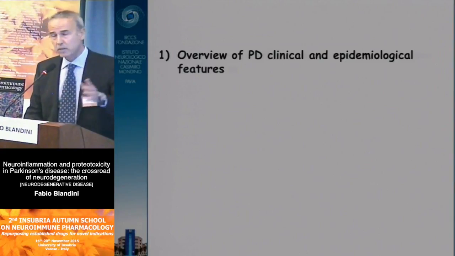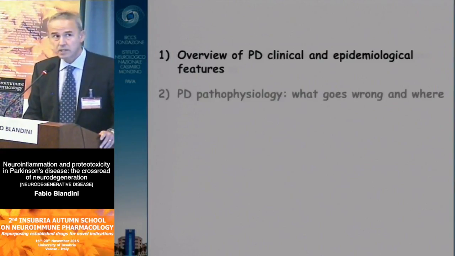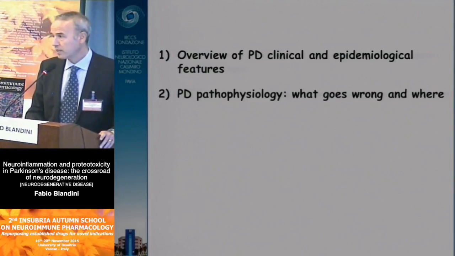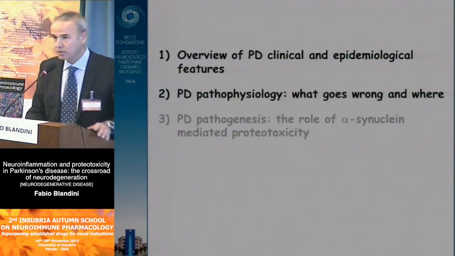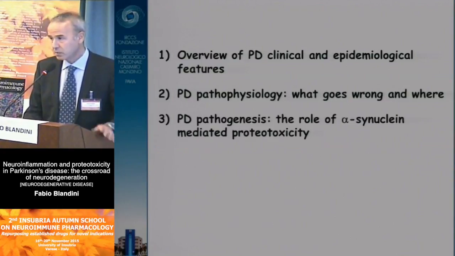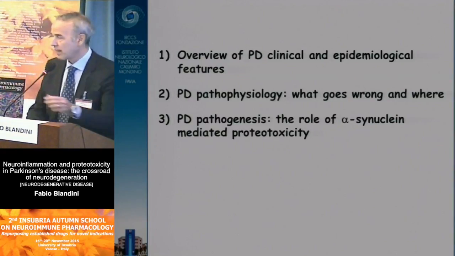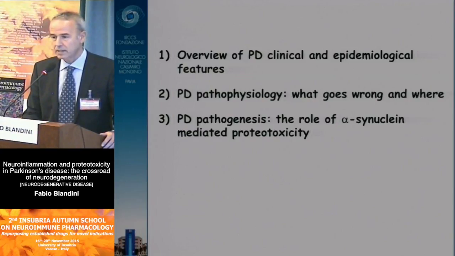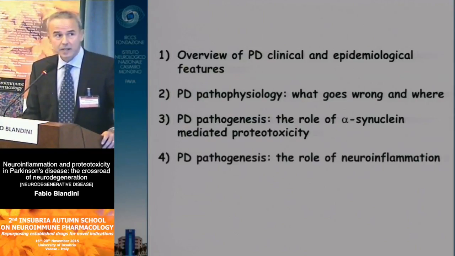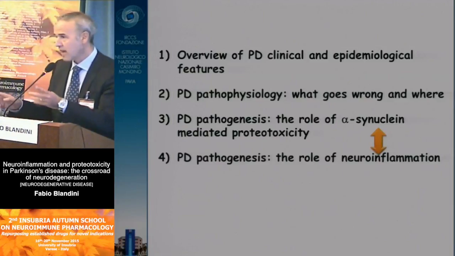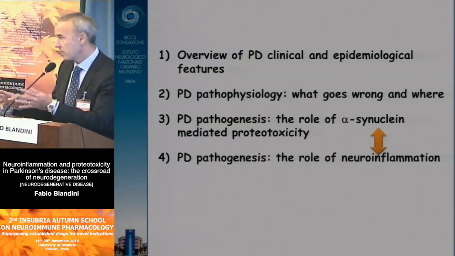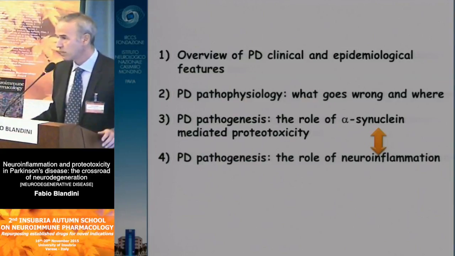So I will start with an overview of the clinical epidemiological features of the disease. Then we will talk about the pathophysiology of Parkinson's disease. So what goes wrong, and where. Then the pathogenesis of Parkinson's disease, where we will enter into the focus issue of my talk: the role of alpha-synuclein-mediated proteotoxicity. Then we will move to the role of neuroinflammation, and then we'll briefly discuss the connections that have been recognized that link these two phenomena, which are intimately connected.